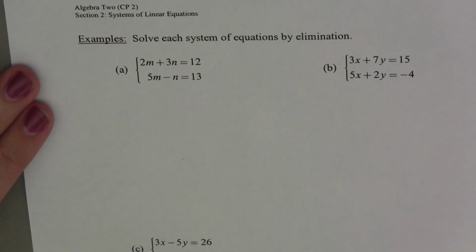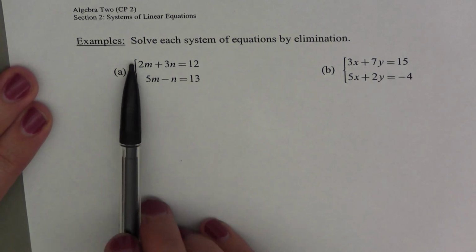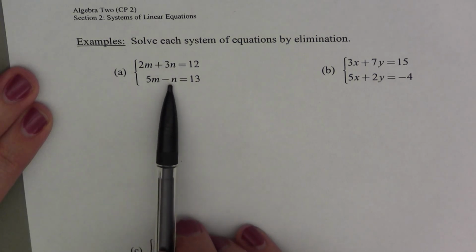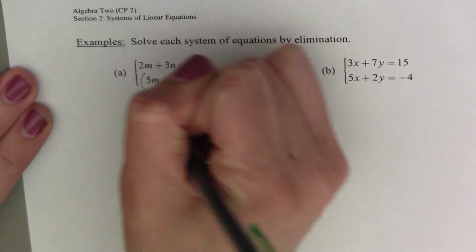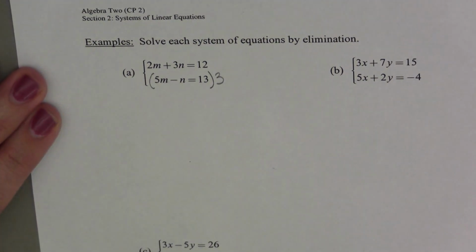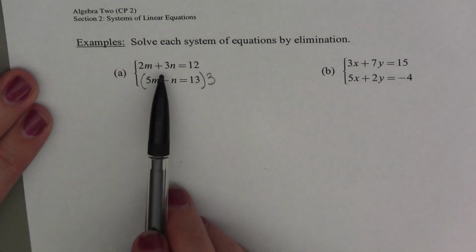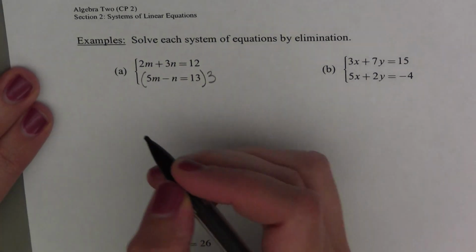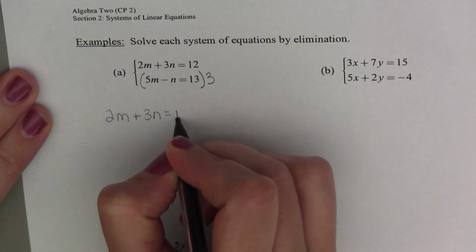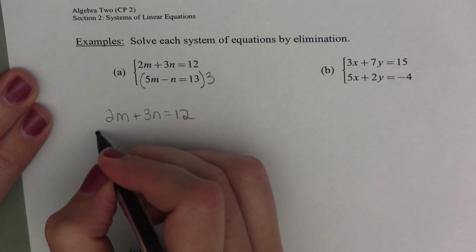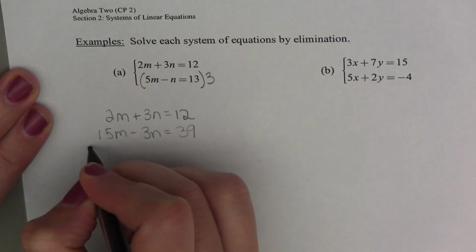So our first example, I'm going to compare my 2 and 5. Well, those really don't go together. It's hard to turn a 2 into a 5 or a 5 into 2. But if I look at my 3 and my -1, well, it would be very easy to turn a 1 into a 3. I can multiply everything in this bottom equation by 3. Next thing I want to check, well, if they're both 3s, I want to make sure one's positive and one's negative, so they'll eliminate, and it looks like that's already the case here. So I'm going to rewrite that top equation. Didn't change anything. 2m plus 3n equals 12. Distributing that 3 to all terms for 15m minus 3n equals 39.